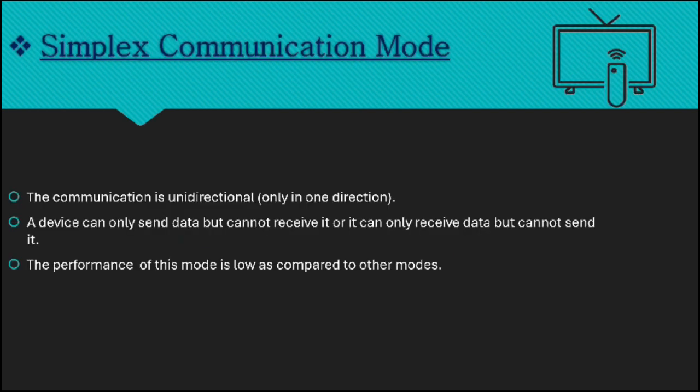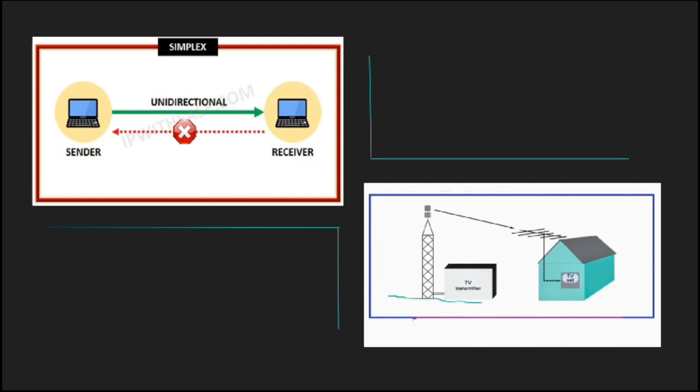Here's the first one, simplex communication mode. The communication is unidirectional, that is in simplex data can transmit only in one direction. A device can only send data but cannot receive it, or it can only receive data but cannot send it. The performance of this mode is low as compared to other modes. Here are some pictures so you can understand how the simplex communication works.